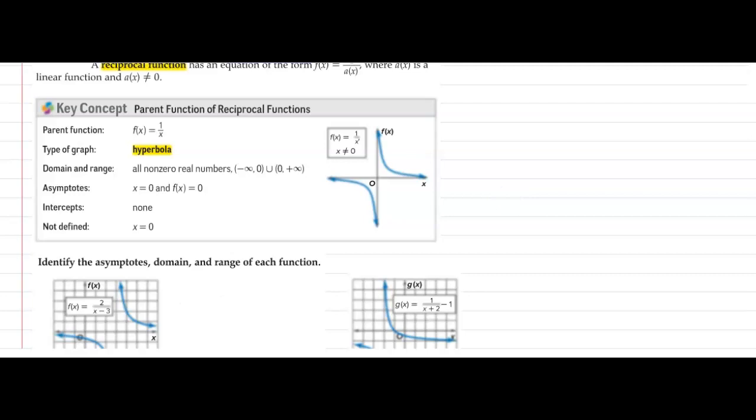The parent function, remember we're always talking about parent functions. Last step we were talking about this famous parent function, radical x. And then we also talked about cube root of x. But now we're going to talk about a different parent function, and this one is called a hyperbola or a reciprocal function.